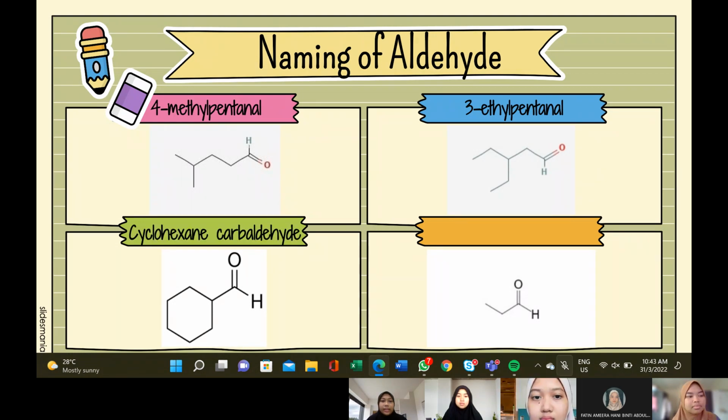Okay, the third one is cyclohexanecarbaldehyde. First we look at the number of carbons, 1, 2, 3, 4, 5, 6. 6 is hexane, and because this structure is in a circle, we call it cyclohexane. And CHO is the aldehyde attached to another entity which is cyclohexane, so we call it carbaldehyde. Next.